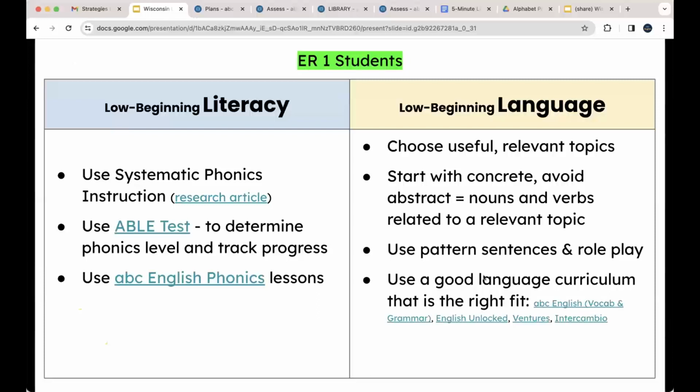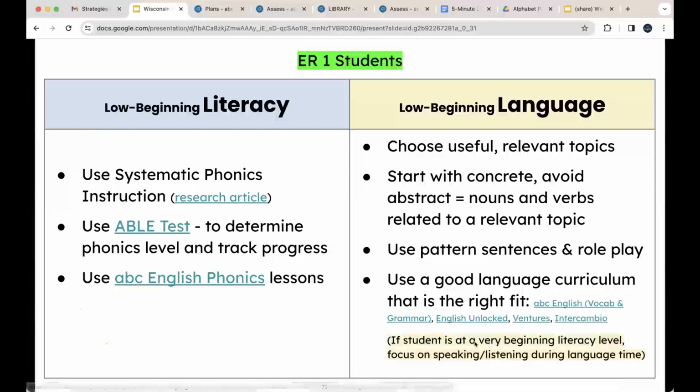I do think it's really useful to use a good language curriculum. I've listed a few here at the ABC English website. I've got some vocabulary and grammar lesson slideshows. English Unlocked is a curriculum from Minnesota that you may know about. Ventures is a popular book for adult learners. Intercambio, there's quite a few more. These are just a few that came to mind. There's no reason to completely reinvent the wheel.